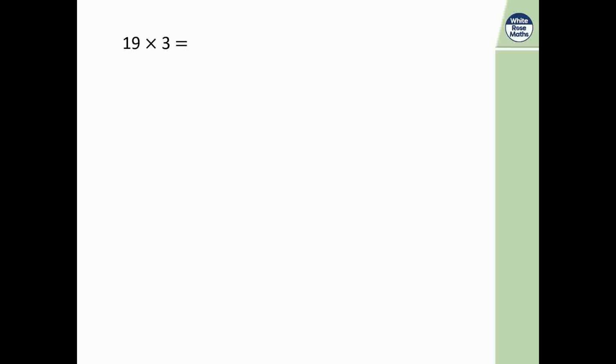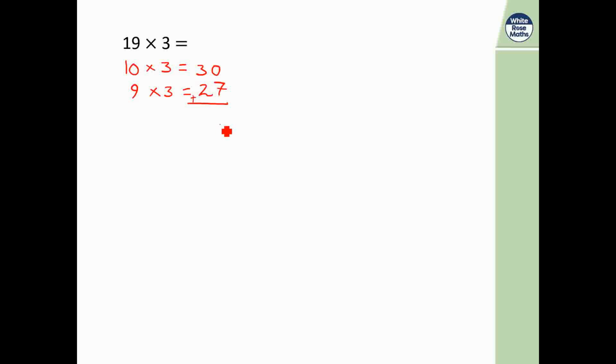Now these are a bit tricky if you just work them out as they are. I'll show you how we can work this one out differently. So with 19 times 3, you can do 10 times 3. What will that give us? 30. And then 9 times 3 equals 27. Okay, and then we have to add these two numbers.